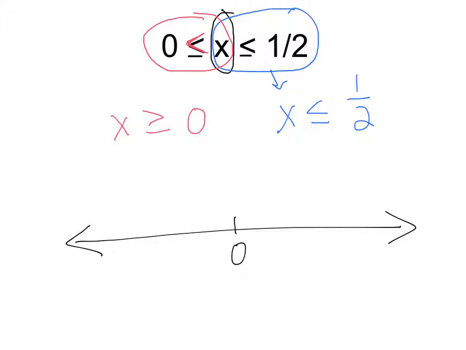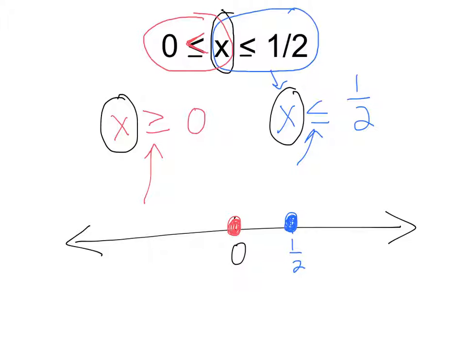There's 0. We're going to have a closed circle on 0 because it's greater than or equal to. 1/2 would be right over here. It's also going to be a closed circle because it's less than or equal to. This problem says we want some number x to be greater than or equal to 0 and less than or equal to 1/2. What would that look like? Greater than 0 is going to be this way, less than 1/2 is going to be this way. So I'm shading in between those numbers. Any number between 0 and 1/2 would be an acceptable answer.